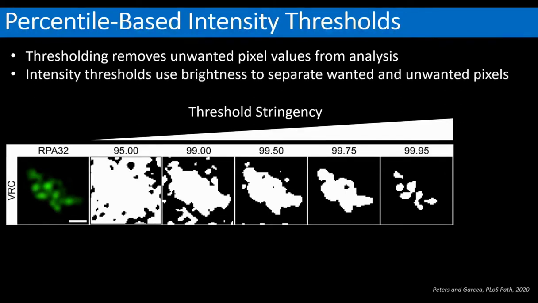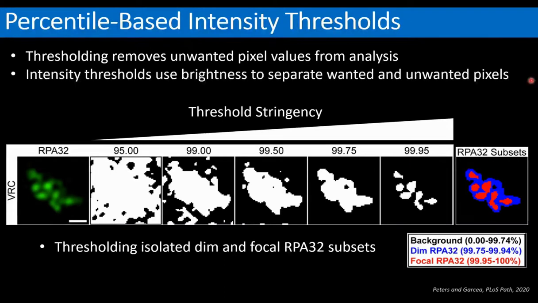This is RPA32 signal from a single VRC. The white pixels are those that exceed the threshold, denoted here, and the black pixels are those that do not exceed the threshold. The higher we set the threshold, the fewer dim background pixels are included in the analysis. I used this method for all the different fluorescence labels in this study, but it was especially useful for separating two different subsets of RPA32 signal: dim RPA32, shown in blue here, and brighter focal RPA32, shown in red.